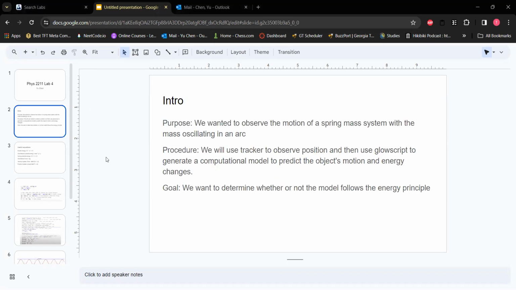To introduce the lab, we want to observe the motion of a spring mass system with the mass oscillating in an arc. For procedure, we're going to use Tracker to observe position and then use GlowScript to generate a computational model to predict the object's motion and energy changes. The goal of this lab is to determine whether or not the model follows the energy principle.